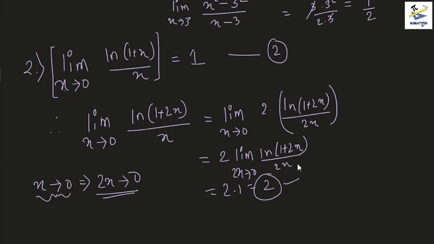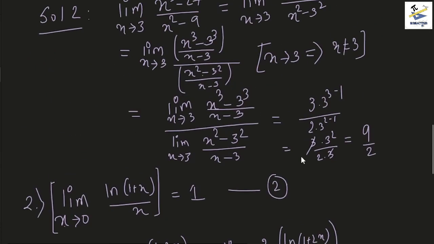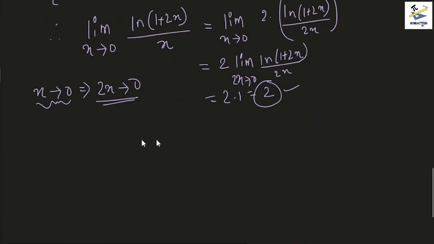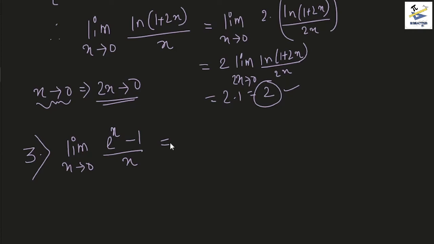So I hope the idea is clear how to actually do these adjustments like we did here and like we are doing here. Let's go to another one. Number 3. We can write another formula here. Limit x tends to 0, e to the power x minus 1 by x is equal to 1.